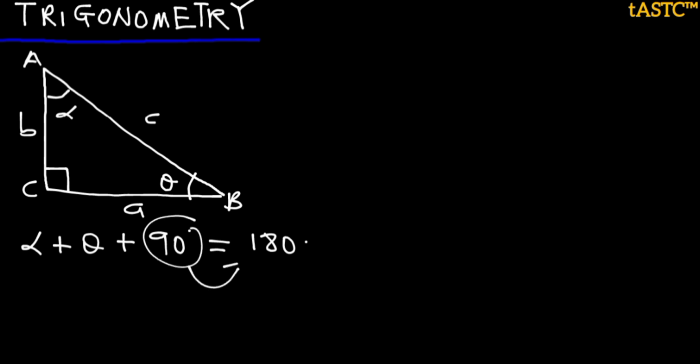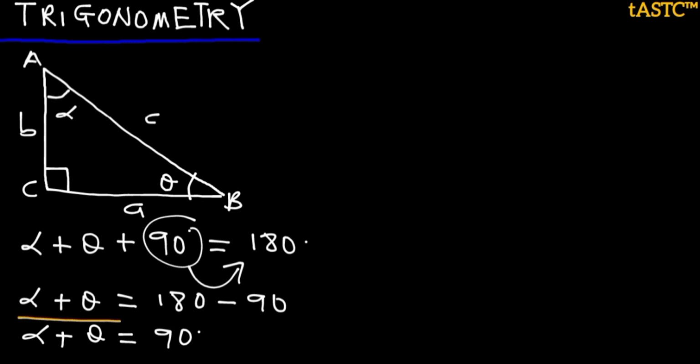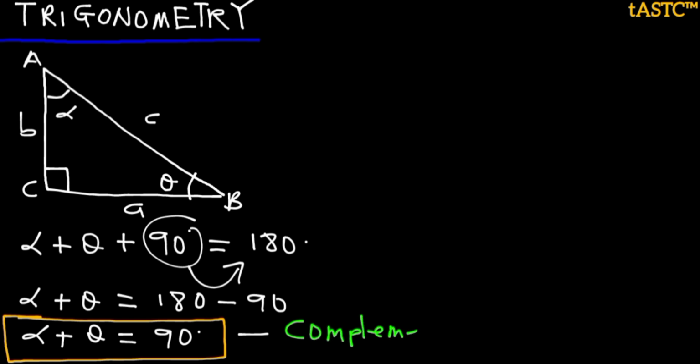Now if I took this to the other side, I'm going to have alpha plus theta equal to 180 minus 90. This should give me 90, so I'm going to have alpha plus theta is equal to 90 degrees. Now this is exactly what we're trying to say. You have that alpha plus theta gives you 90 degrees. This is what we call complementary angles. They are complementary because they add up to give 90 degrees. So those are complementary angles.